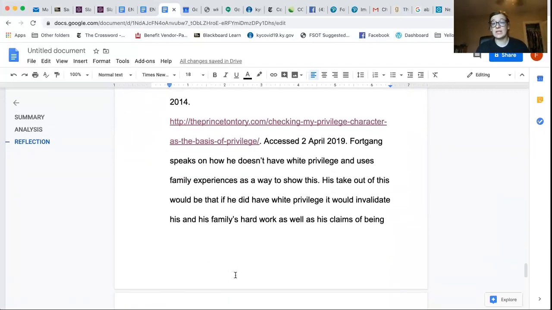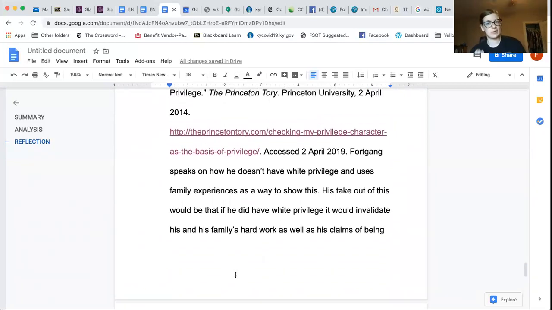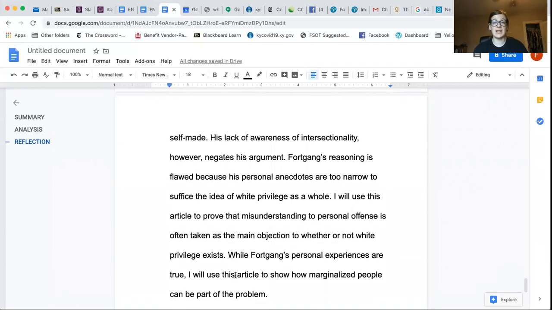And these would be really helpful to look at to see if you can identify, the same way we did with the proposal, where the summary is, where the analysis is, where the reflection is. And hopefully you can do that.